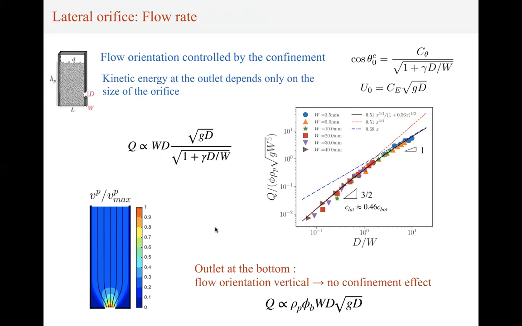We can also understand why there is no effect of the confinement when we are at the bottom. When we are at the bottom, in fact, the central streamline is completely vertical. The effect of the confinement is to make the flow orientation more and more vertical. Here, it's already completely vertical. So there is no side effect from a bottom orifice, but it's just because there is no effect on the orientation.